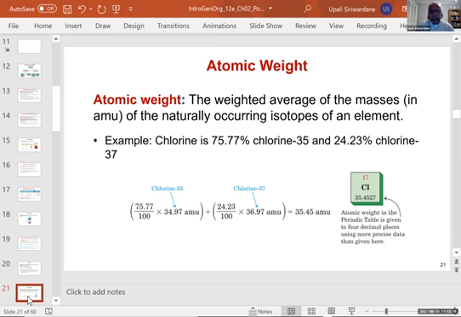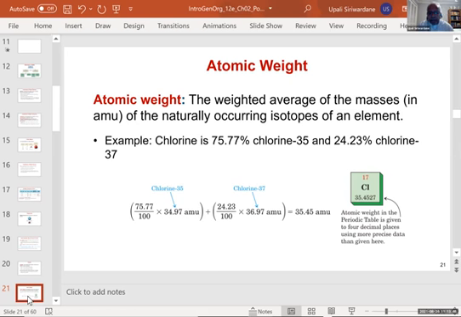So how do you calculate the average atomic mass? There are 2 isotopes. The isotopic mass of chlorine 35 is 34.97. Isotopic mass comes from experiments. You can calculate the isotopic mass. For chlorine 37, the isotopic mass is 36.97.